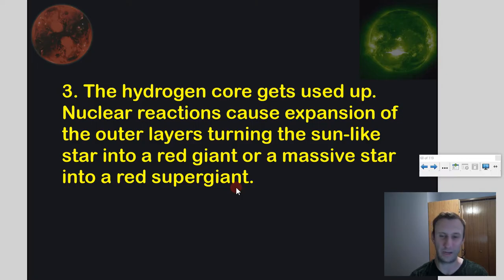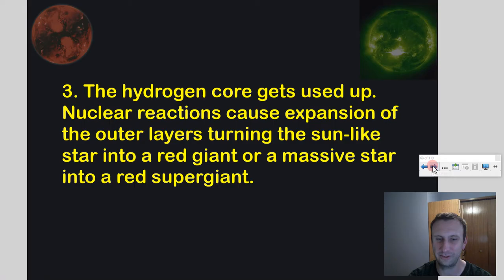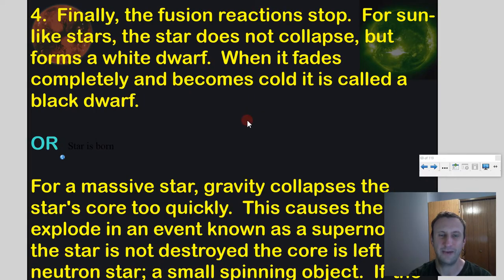So anyways, once the hydrogen core gets used up, nuclear reactions cause expansion of the outer layers, turning the sun-like star into a red giant or a massive star into a red supergiant. As we were just talking about, as the star starts to die, it turns into either this or this, which means the fusion reaction is slowing down. Then finally the fusion reactions stop. For sun-like stars, the star does not collapse, but forms a white dwarf. When it fades completely and becomes cold, it is called a black dwarf.